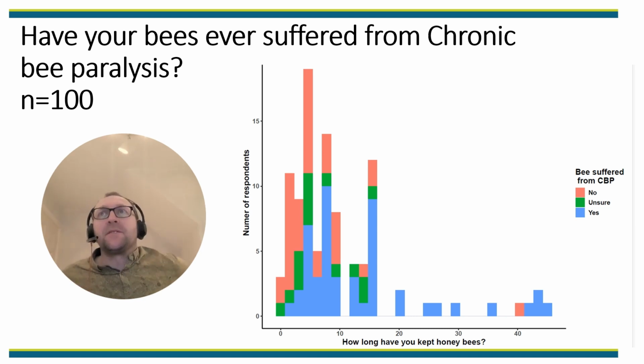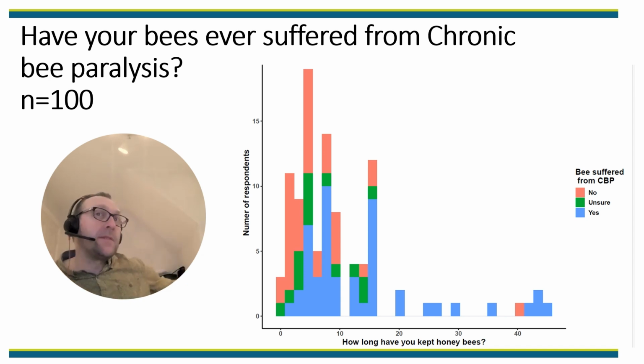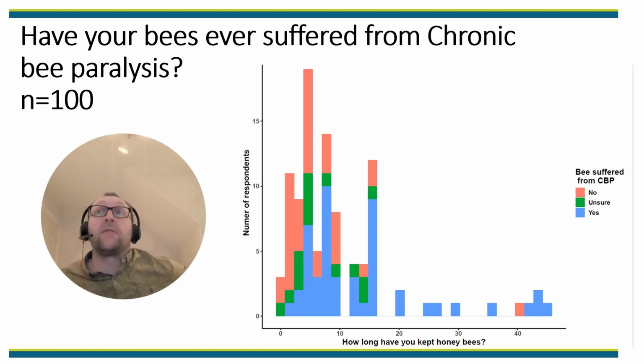What we can do is, not surprisingly, show again, looking at experience, how long people have kept bees, that people felt they were more likely to have suffered when they can actually spot the symptoms. So after a few years of beekeeping, you can see that blue creeping in, where people feel sure that their bees have actually suffered from chronic bee paralysis.